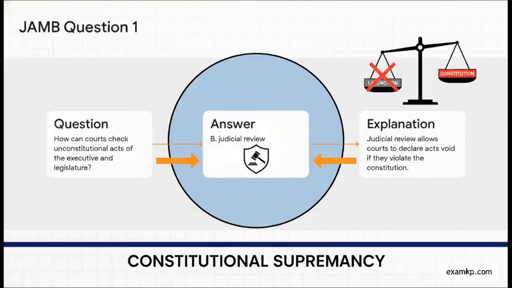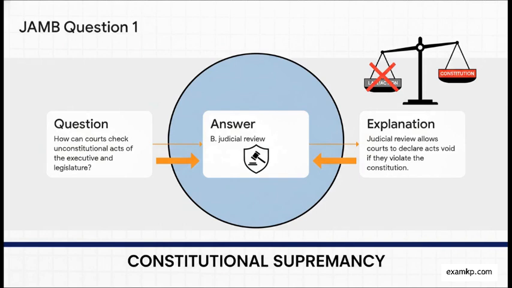The question is asking, how do the courts keep the other parts of government in line? The answer is B, judicial review. This is a really important power. It means the courts can examine any law or any action by the government, and if it goes against the Constitution, they can strike it down and say, nope, this is null and void. It's the ultimate constitutional watchdog.